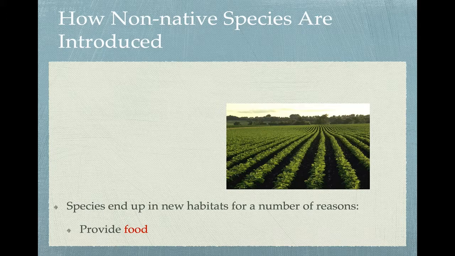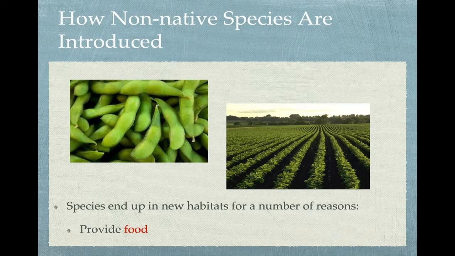Species will end up in new habitats for a number of reasons. In some cases, they bring them over here to provide food. Corn never existed in the Old World. It came from the New World. In this case, the green beans were brought here.